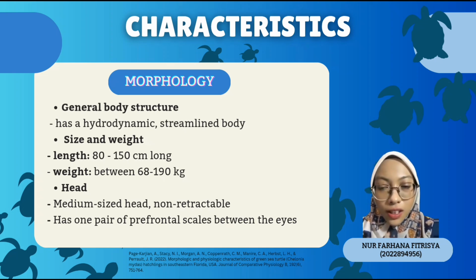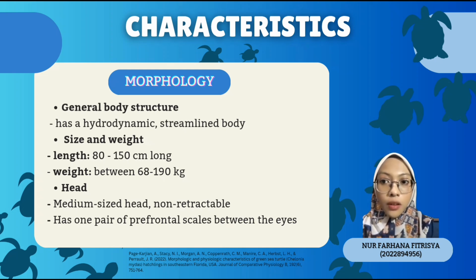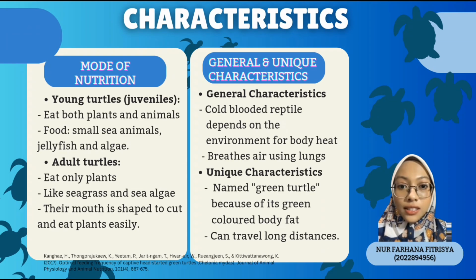Now, let's talk about the head. The green turtle has a medium-sized, non-retractable head, meaning it cannot pull its head into the shell. One special feature is the pair of prefrontal scales between its eyes. This is actually one way scientists identify the species Chelonia mydas, or the green sea turtle.